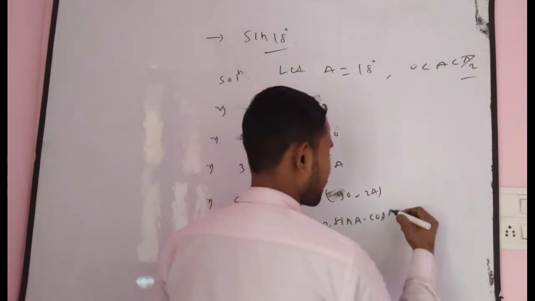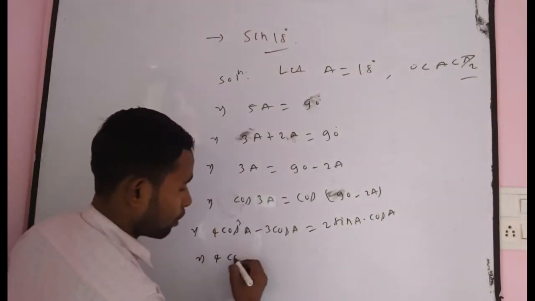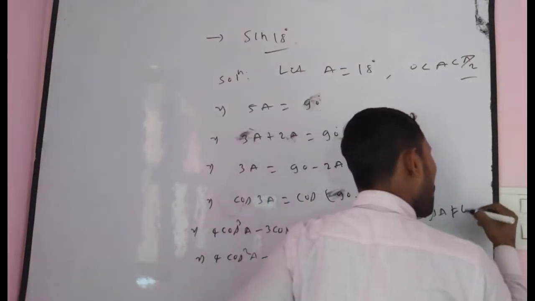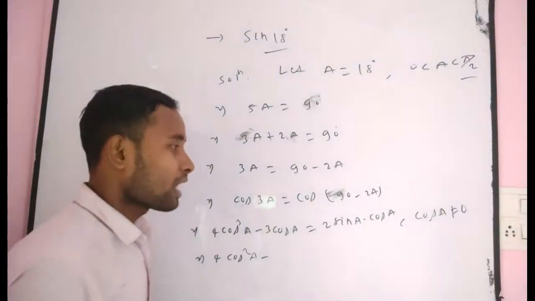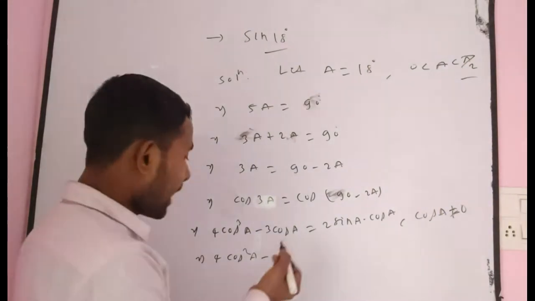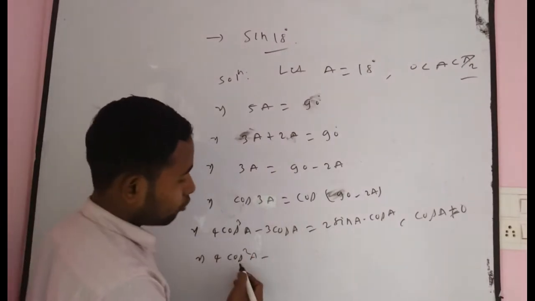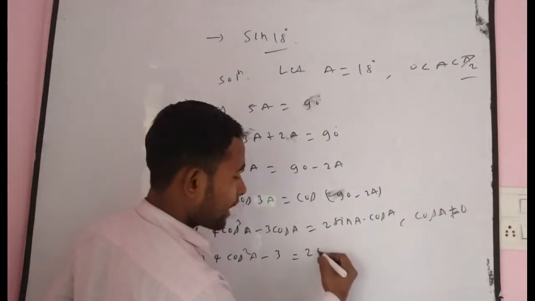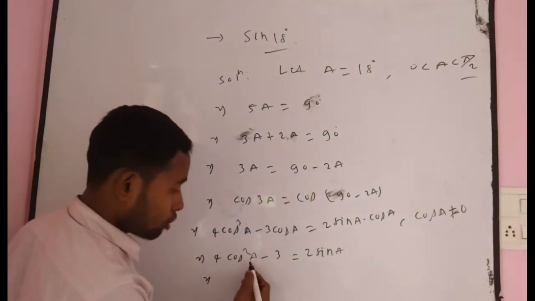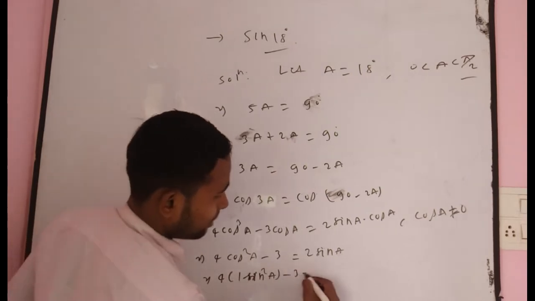Can you write? After dividing on both sides by cos a, you get what? I know cos a is not equal to 0. If cos a is not equal to 0, then you can divide on both sides. If you divide on both sides by cos a, you get 4 cos square a minus 3 is equal to 2 sin a. Understood? Now, here cos square a can be written as 1 minus sin square a, so 4 times (1 minus sin square a) minus 3 is equal to 2 sin a.